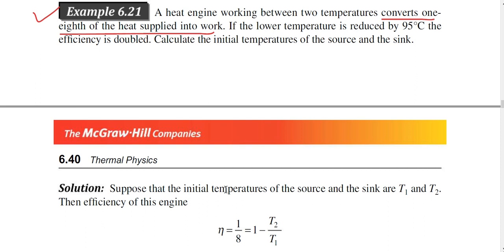The next problem: a heat engine working between two temperatures converts 1/8 of the heat supplied into work. If the lower temperature is reduced by 95 degrees centigrade, the efficiency is doubled. Calculate the initial temperatures of the source and the sink.